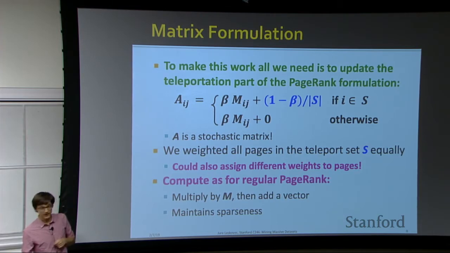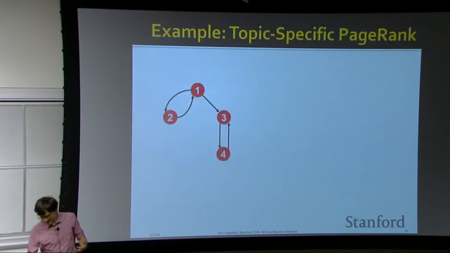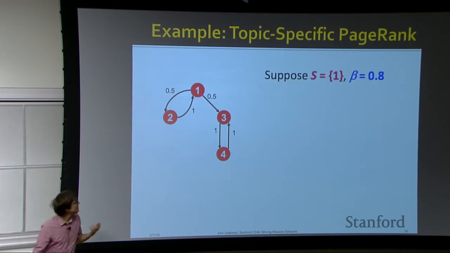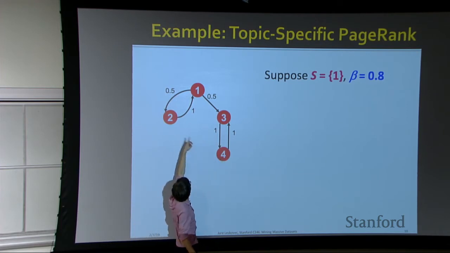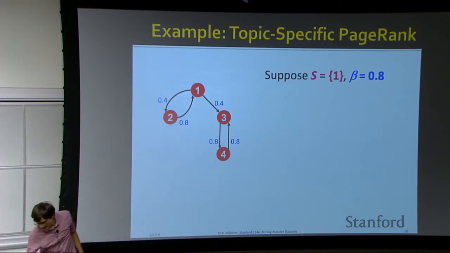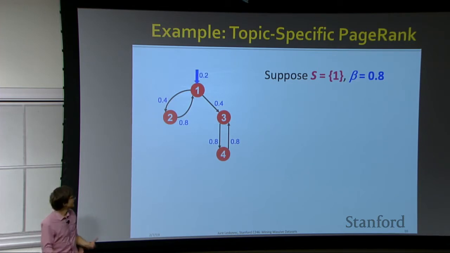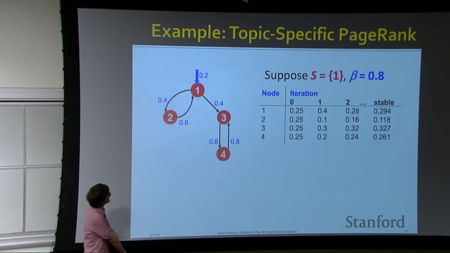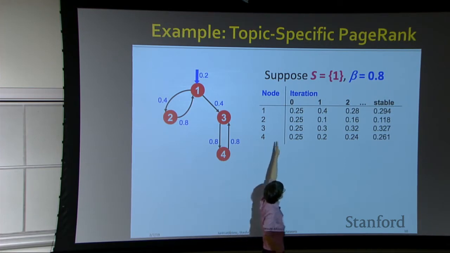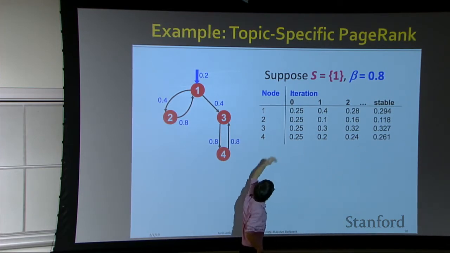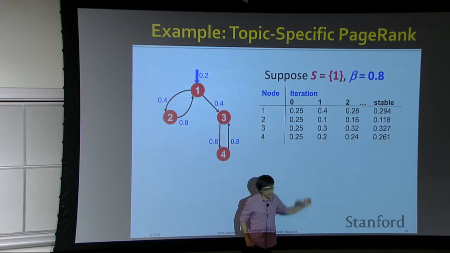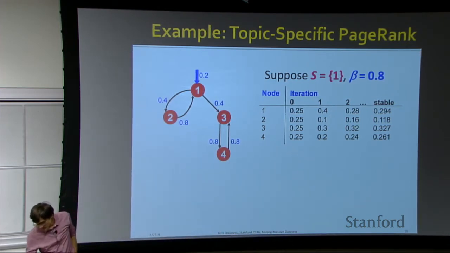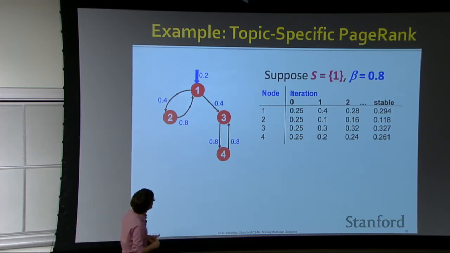Good? Yeah? All right. So let me give you an example. Here is an example of my graph and a topic-specific page rank. Here are my transition probabilities over the edges. Imagine I set my teleport set to be a single node, node number one. Now, whenever the random walker decides to jump, it lands at node one. And if I do this and I run my power iteration, here are my scores. And if I run it after a couple of iterations, here is how the scores converge.